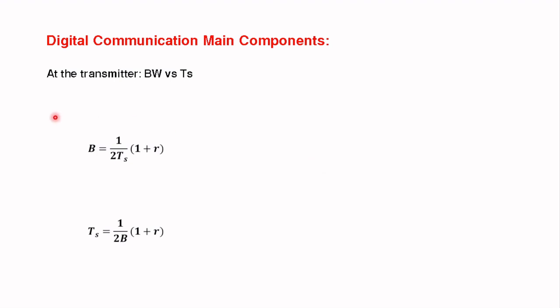This illustrates the relationship between the bandwidth and the symbol duration. As we can see, increasing the bandwidth reduces the symbol duration, or in other words, increases the rate. Here is another factor called the roll-off factor. It's associated with the pulse shaping signal. And this illustrates in general the relationship between the bandwidth and the symbol duration.